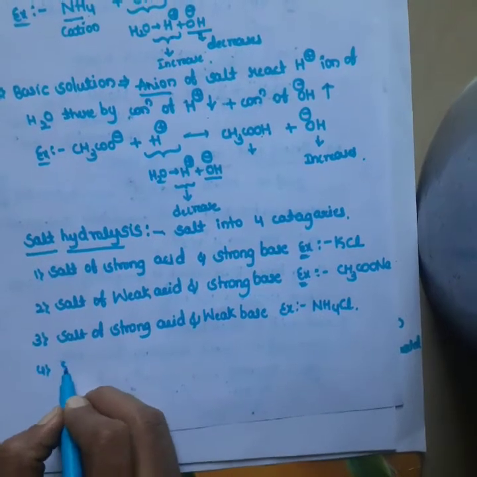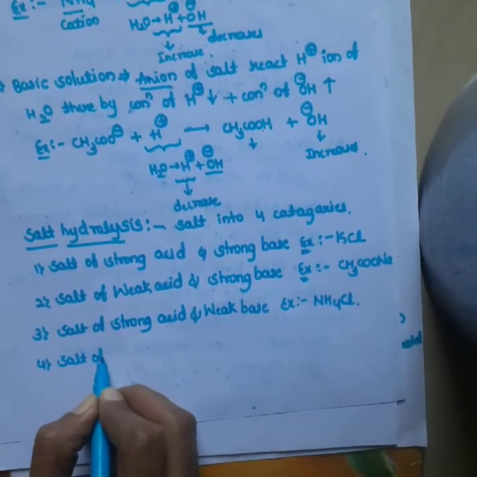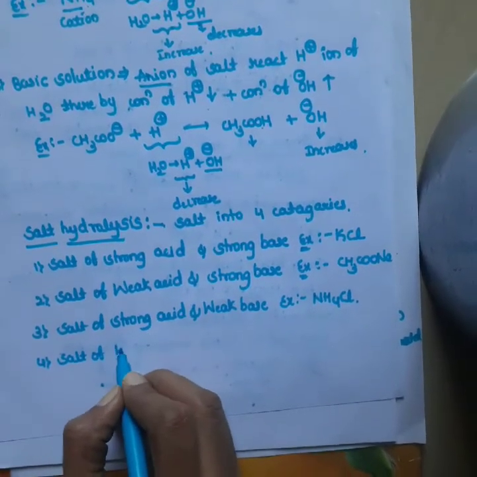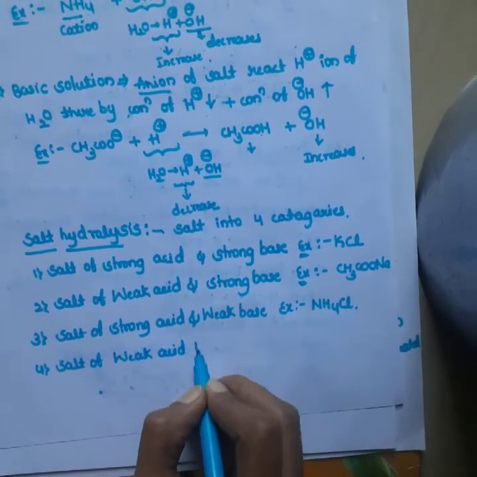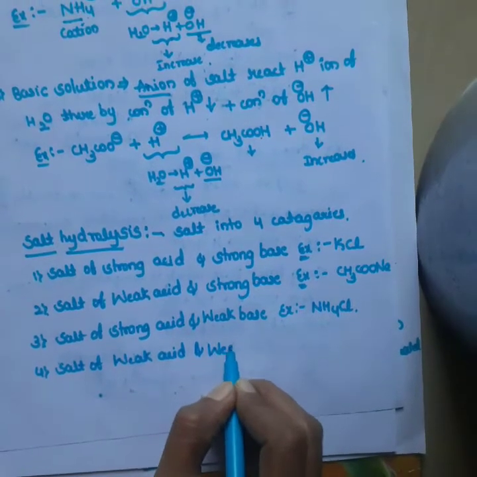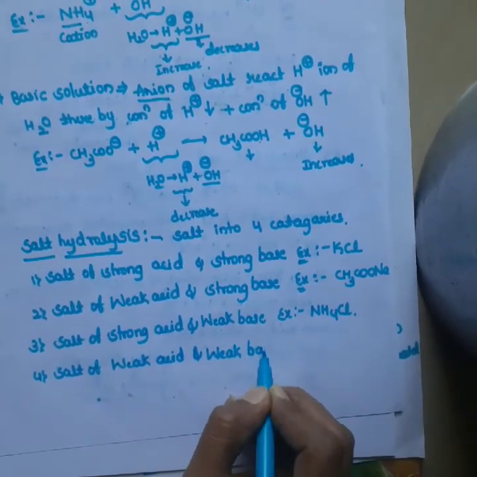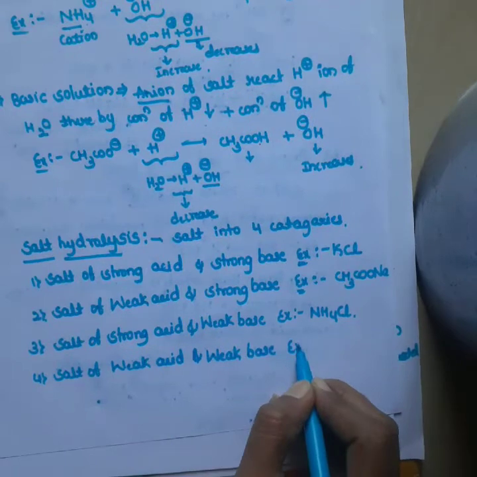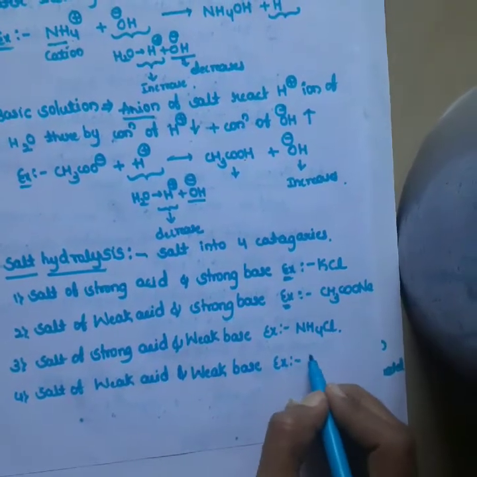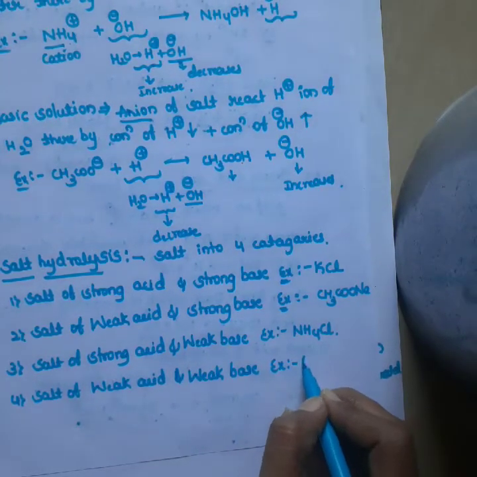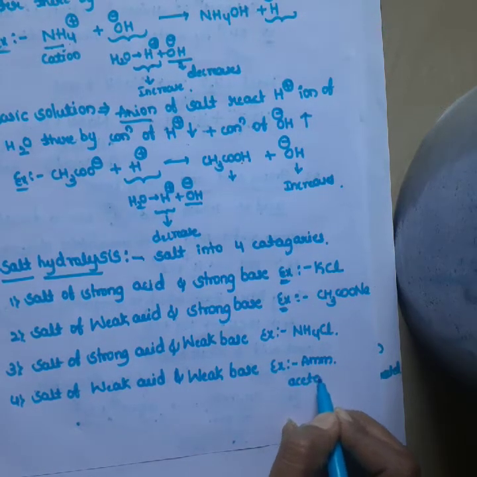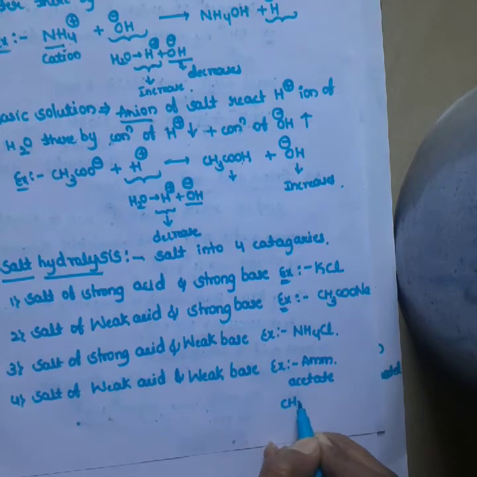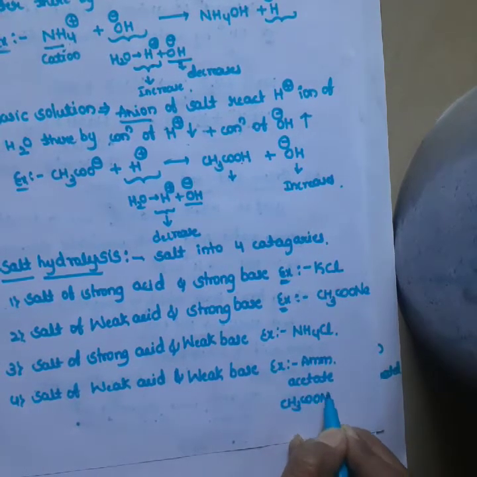The fourth one is salt of weak acid and weak base. Both are weak, the acid and the base. The example for this is ammonium acetate, CH3COONH4. This is called ammonium acetate.